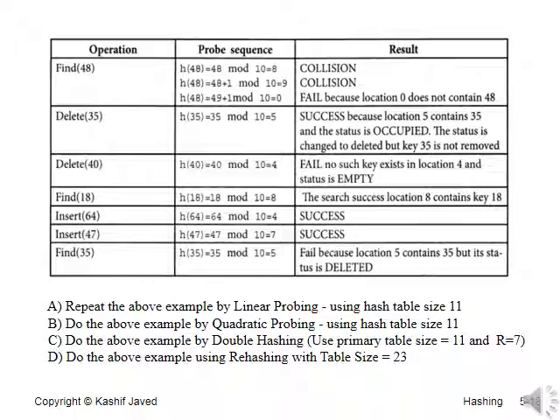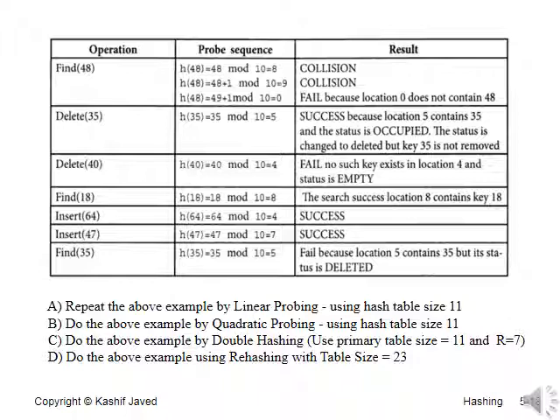For homework, I would like you to repeat this example by again using linear probing, but this time use hash table size 11. That's basically one part of the homework. Now the second part, part B, do the above example by quadratic probing. Same type of table I would like to see with same operation, probe sequence and result, but needs to be done by quadratic probing and use hash table size 11.